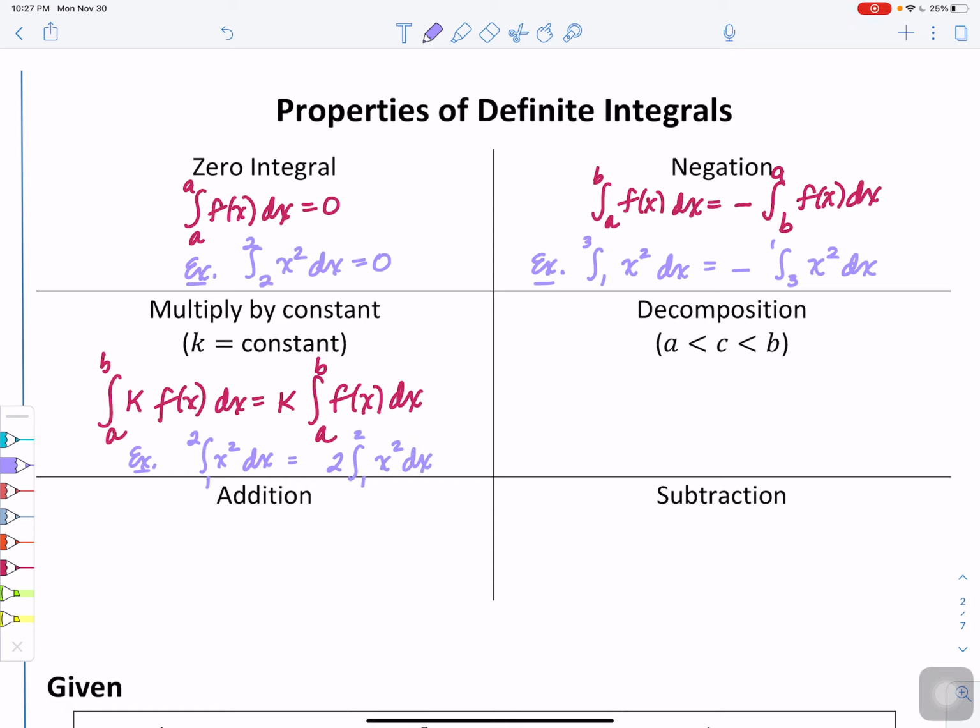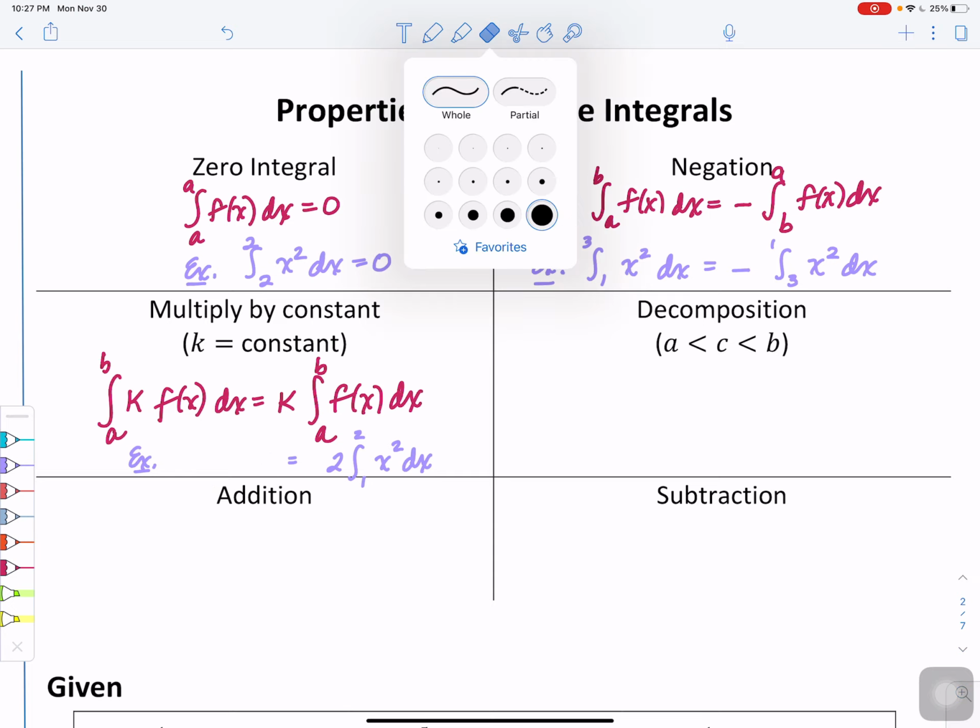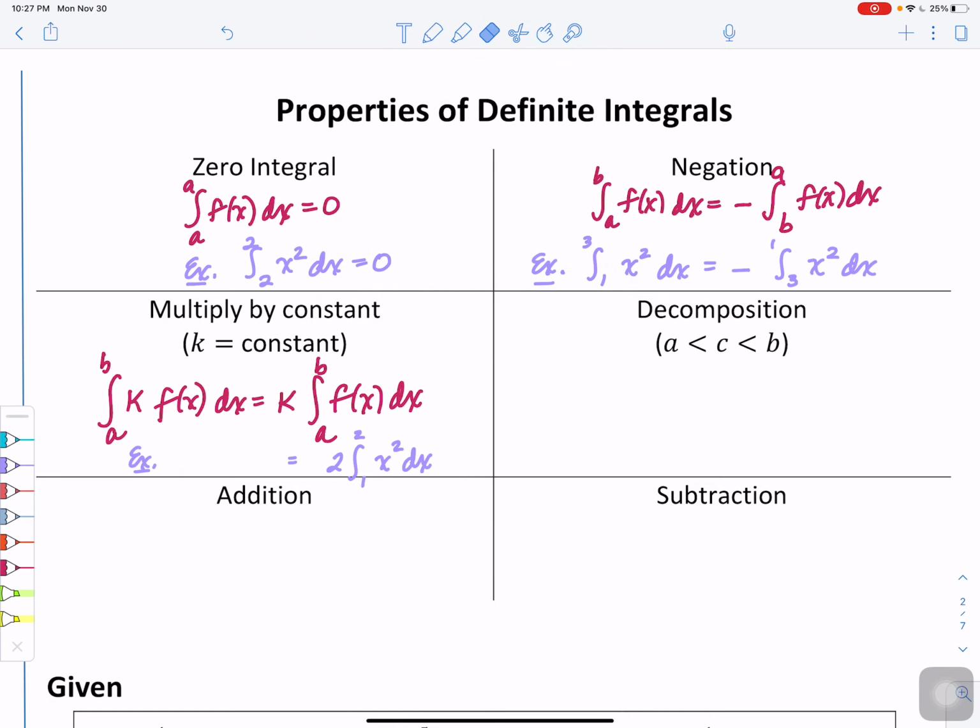You know what I did? I forgot that 2 in there. What a mess. Let me just write this side over. You know, I think I have my eraser too big. So back here, let me start over. The integral from 1 to 2 of 2x squared dx. And then you can take the 2 on the outside of the integral.